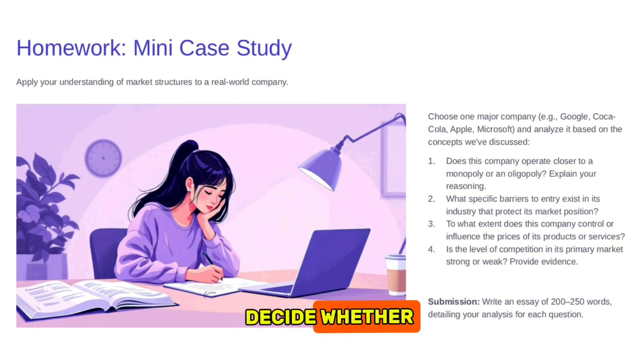First, you will decide whether the company operates closer to a monopoly or an oligopoly, and explain your reasoning using real-life examples. Secondly, you will identify the barriers to entry to this industry. And you should think about what makes it difficult for new companies to enter the market. It could be technology, strong branding, high costs, or customer loyalty.